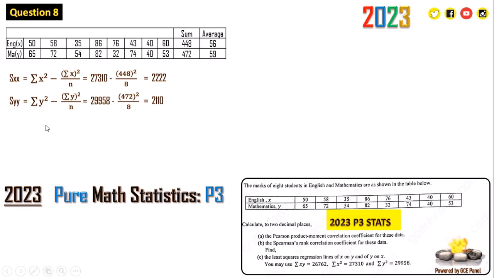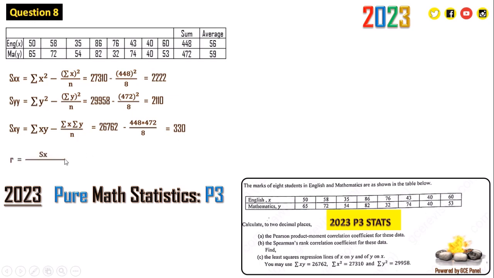Now we need SXY. For XY, we are going to have summation xy minus summation x summation y, all that on n. Our n is still 8. Summation xy given in the question is 26762 minus summation x summation y, that is 448 times 472, all this on 8. When we simplify that, we have 330.